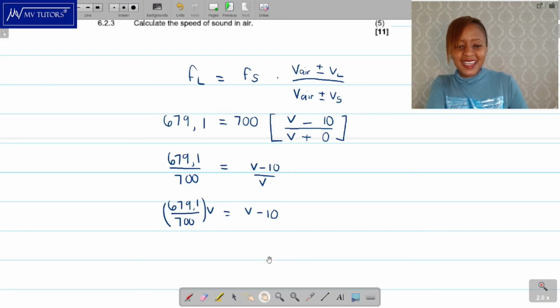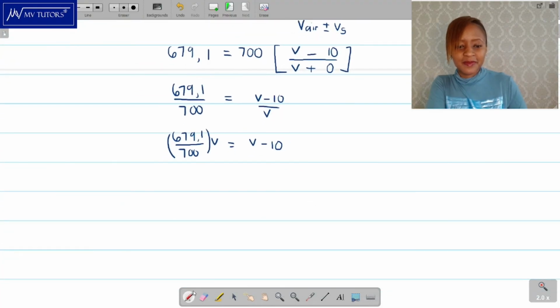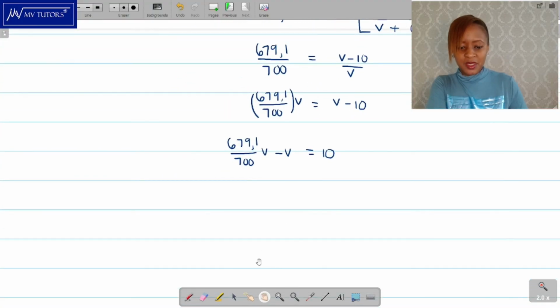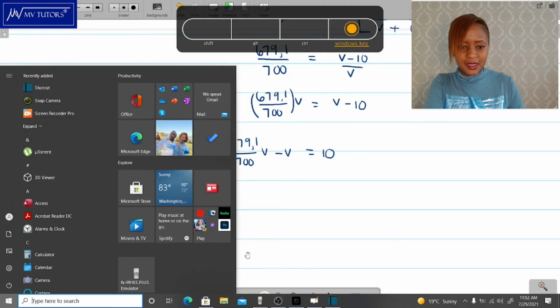Let us see now. What am I going to do? I will then take v to the other side, yes, because I want the v's together. So I have again 679.1 over 700 v minus v is equal to 10. All right, and then I'm just gonna put it in the calculator, and then we're gonna see what we work it out to be. Let me just get the calculator.